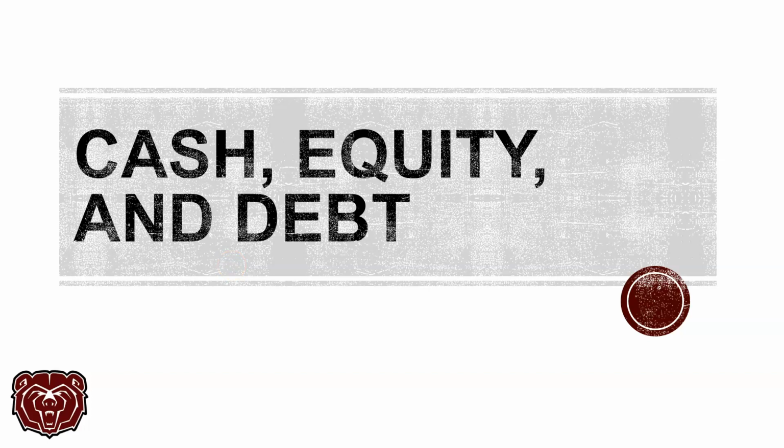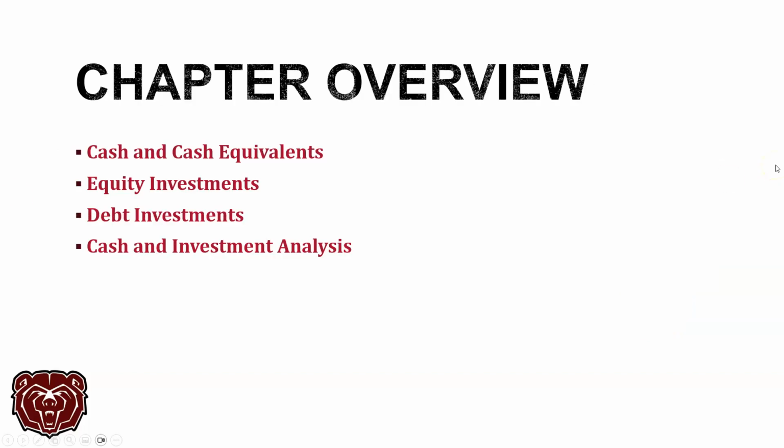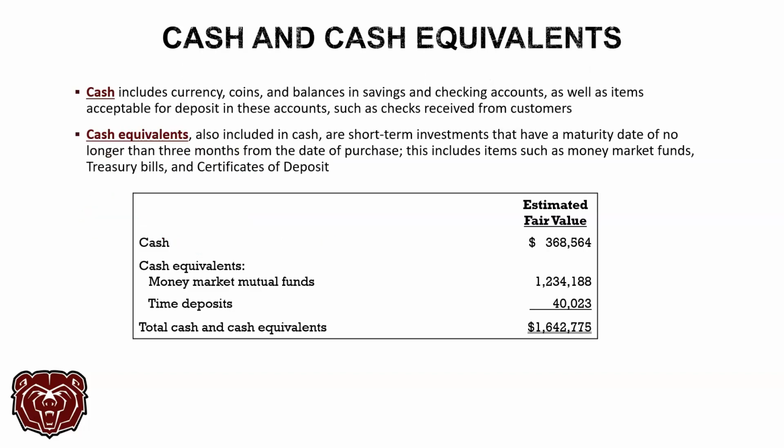So here we're going to talk about cash, equity, and debt. This is going to be the first section that we'll talk about here coming up in this last little module that we've got. For this chapter, we'll talk about cash and cash equivalents, equity investments, debt investments, and then there's a few cash and investment type ratio analysis that we'll do at the end.